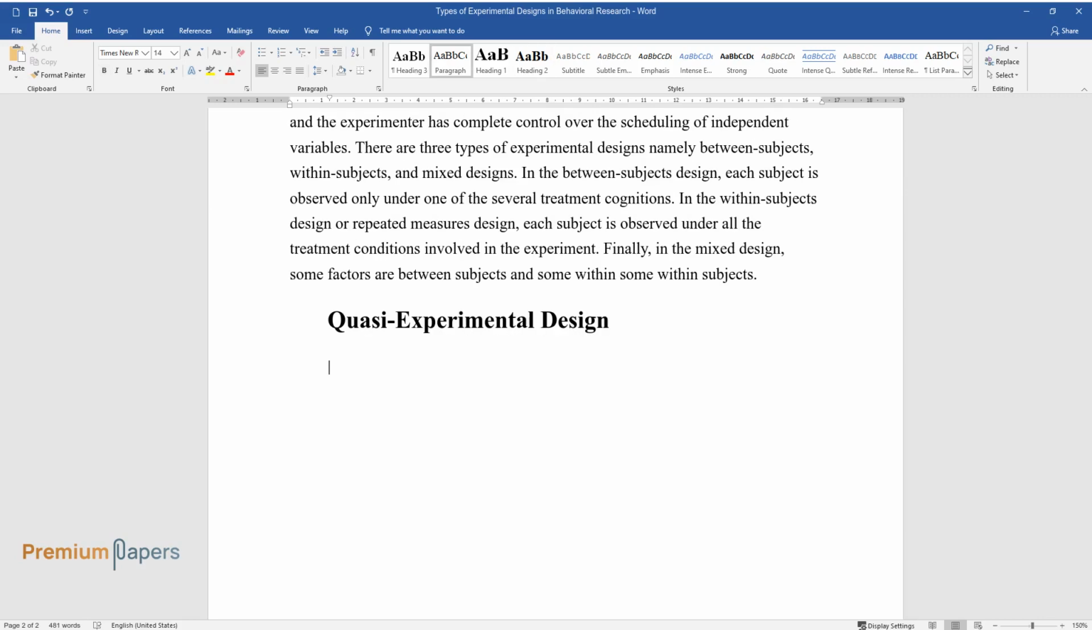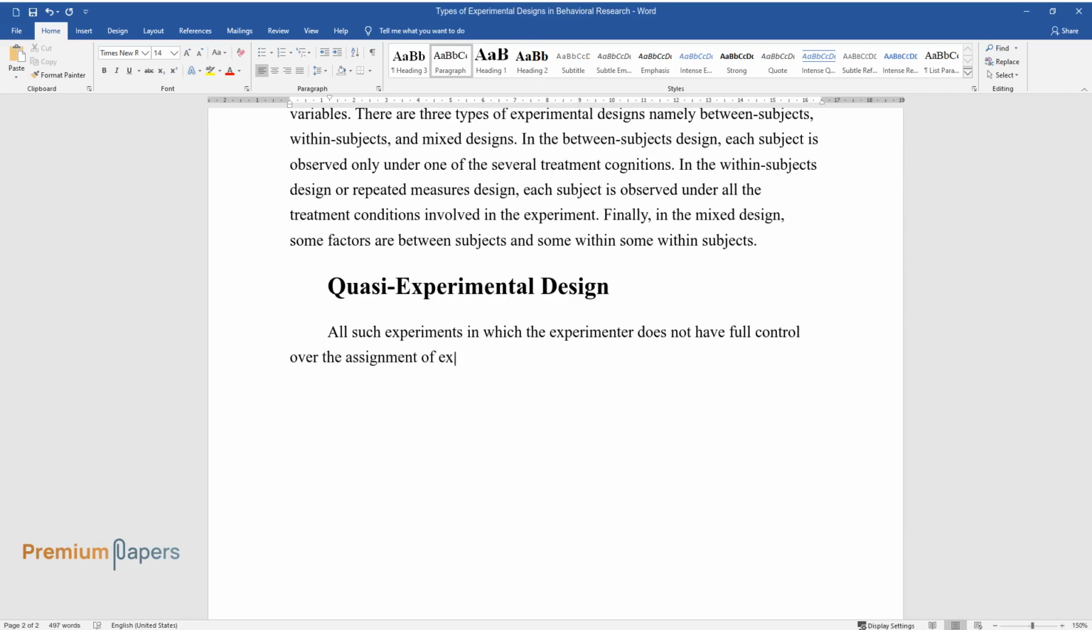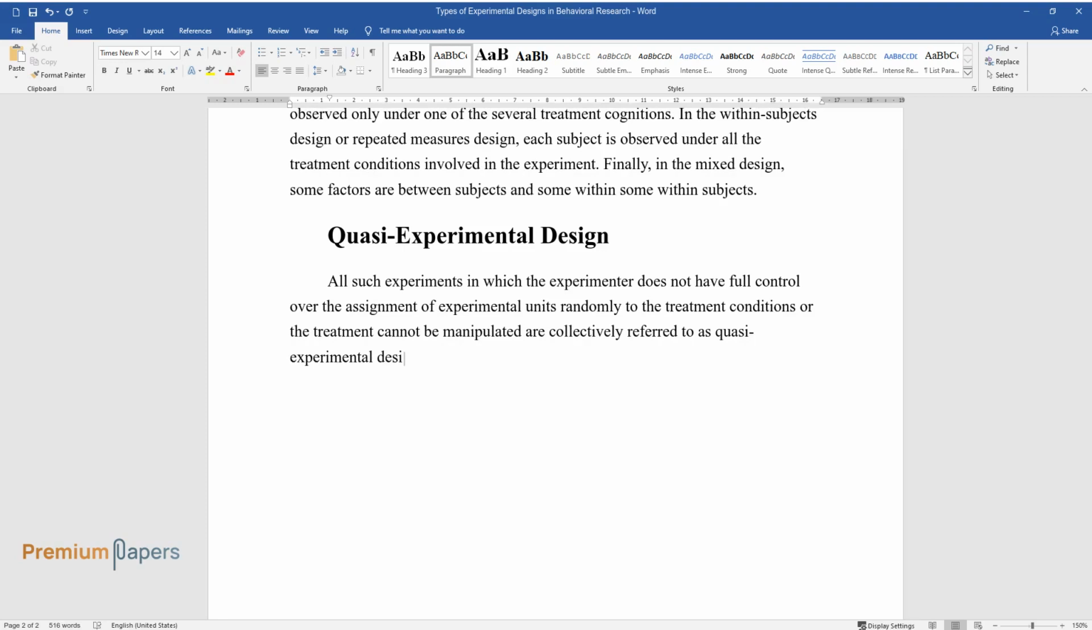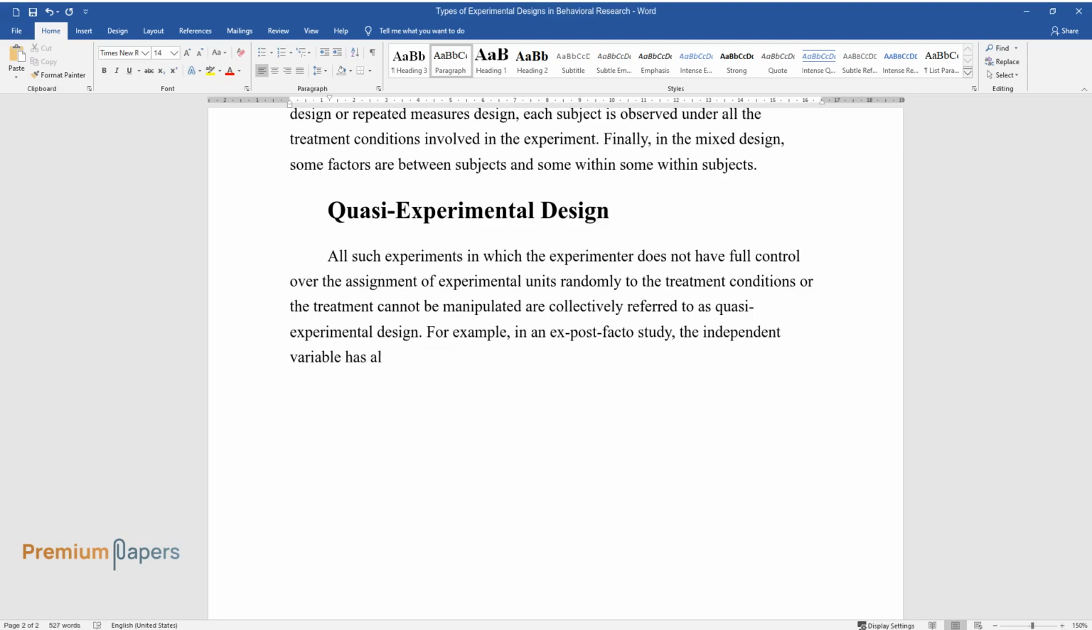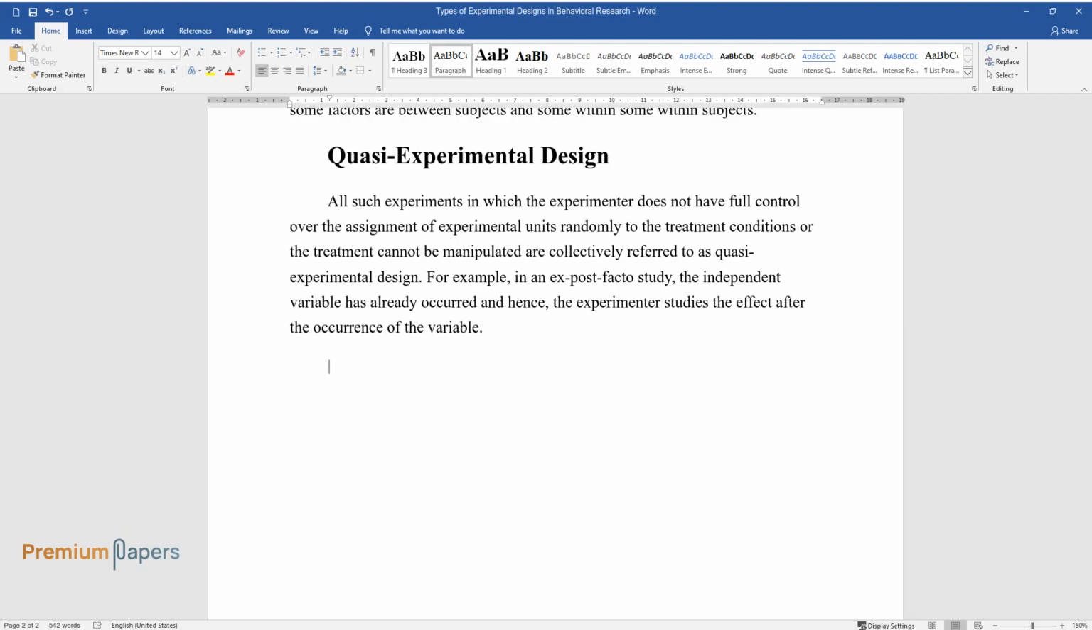Quasi-experimental design. All such experiments in which the experimenter does not have full control over the assignment of experimental units randomly to the treatment conditions, or the treatment cannot be manipulated, are collectively referred to as quasi-experimental design. For example, in an ex post facto study, the independent variable has already occurred and hence, the experimenter studies the effect after the occurrence of the variable.